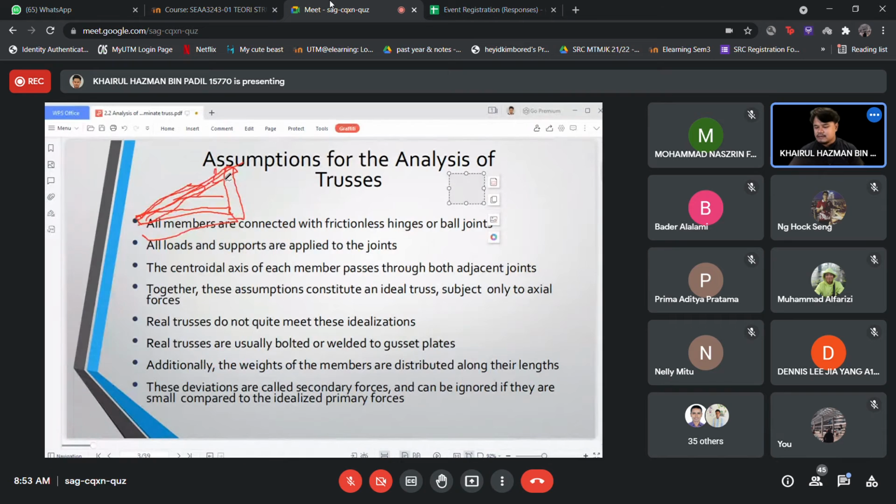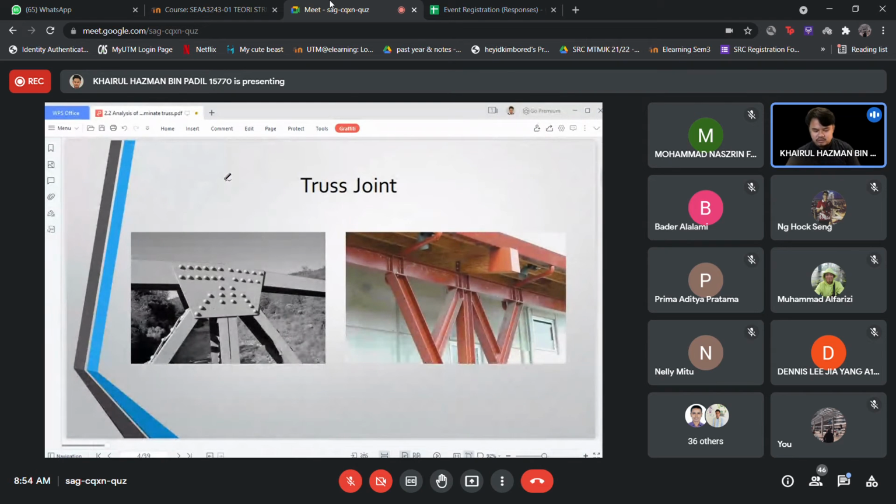Okay, real trusses do not quite meet this idealization. Real trusses are usually bolted and welded to gusset plates. Additionally, the weight of the members is distributed along their lengths. These deviations are called secondary forces and can be ignored if they are small compared to idealized primary forces. That's why we have zero members. That is the part that we will go through later.